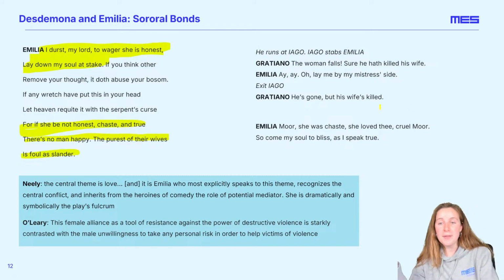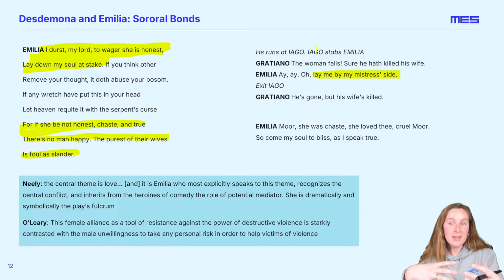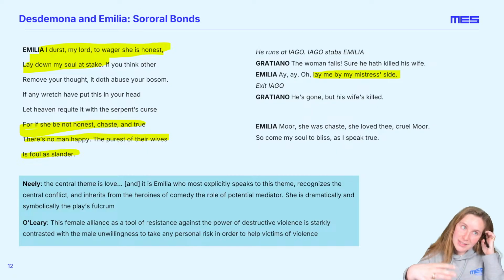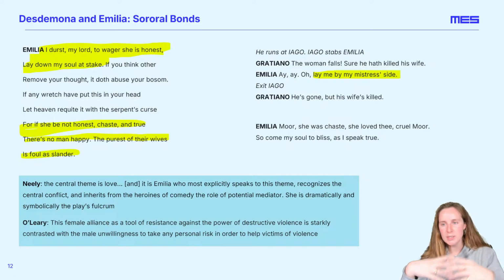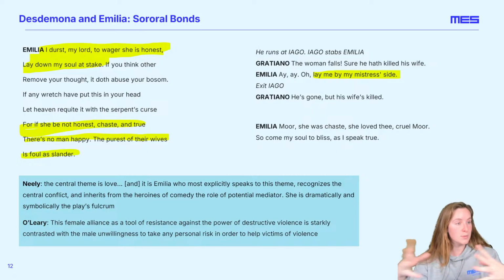And the same with her at the end. Gratiano says, the woman falls, sure he hath killed his wife. Oh, lay me by my mistress's side. So this idea that she wants to be with Desdemona in the last. She betrays Iago, supposedly, because she gives up his scheme rather than staying silent as he ordered. And he sacrifices her to escape, essentially, and punishes her for her speaking out, for her defiance. But she wants to be with Desdemona. So really they are brought together in death and they die together.